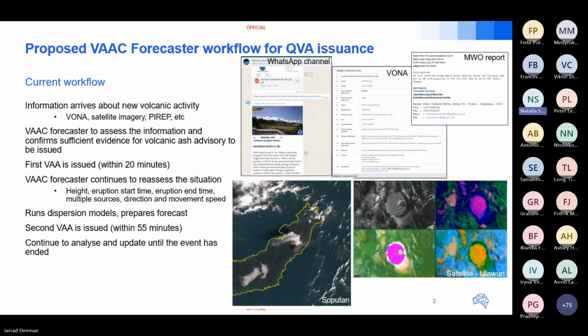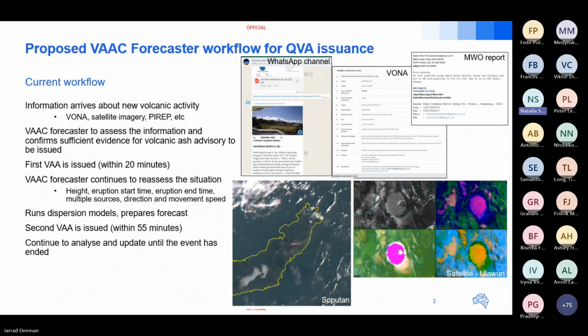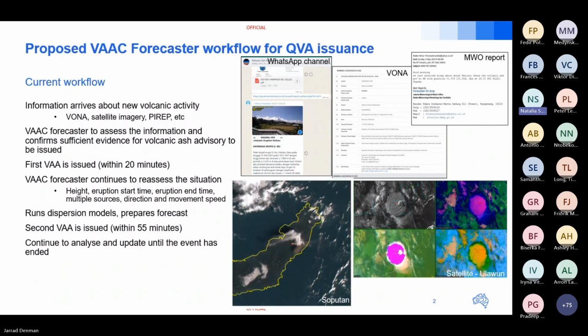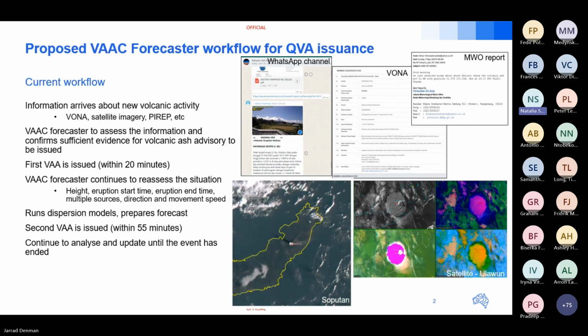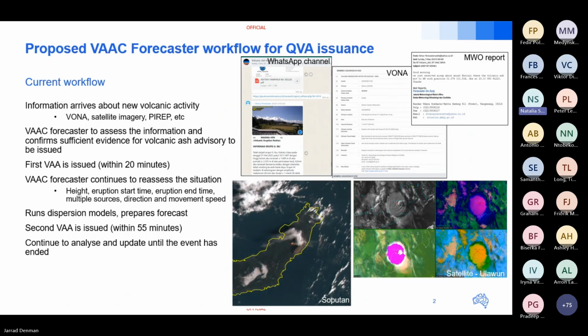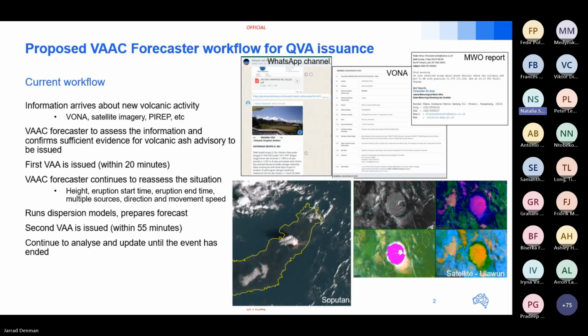They'll then continue to assess the situation, determining or rechecking the height, the eruption start and end times, and multiple different sources and movement directions to try and get a handle on how high the ash is. The height of the ash is a very key parameter in terms of getting your dispersion modeling outputs correct. So are the start and end times, plus the uncertainties from your NWP data. You then run your dispersion model and prepare a forecast.